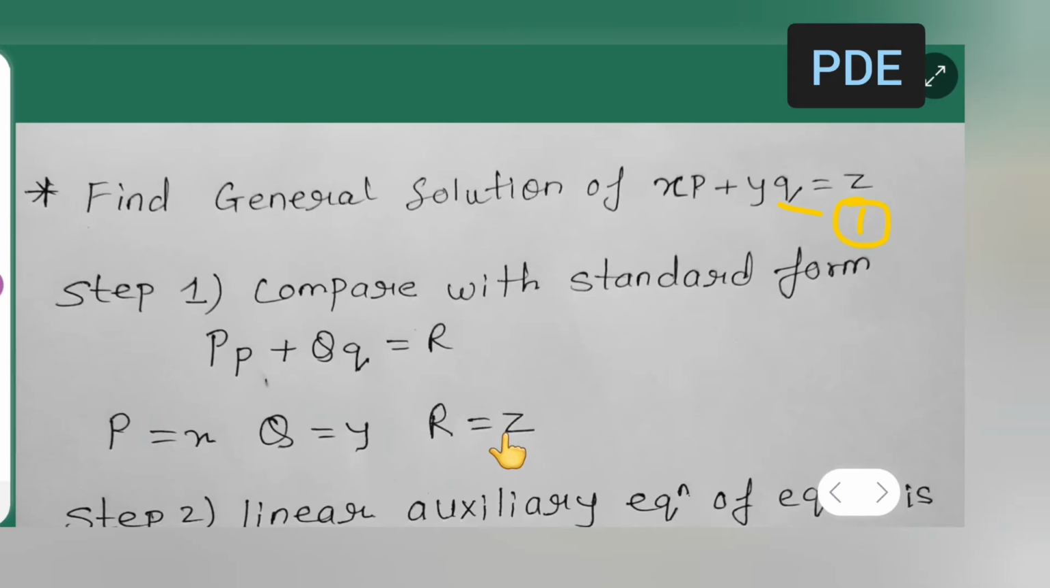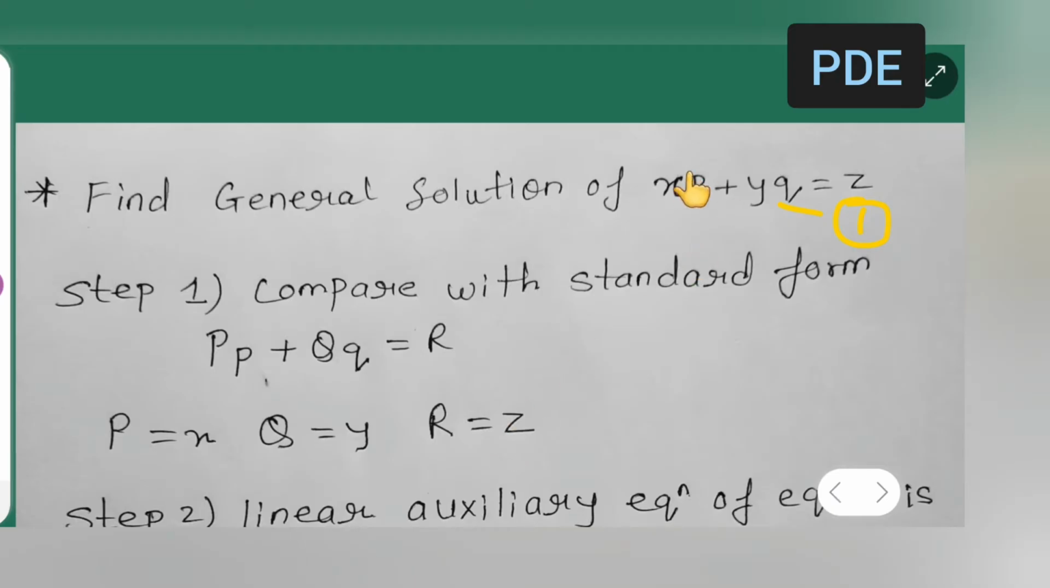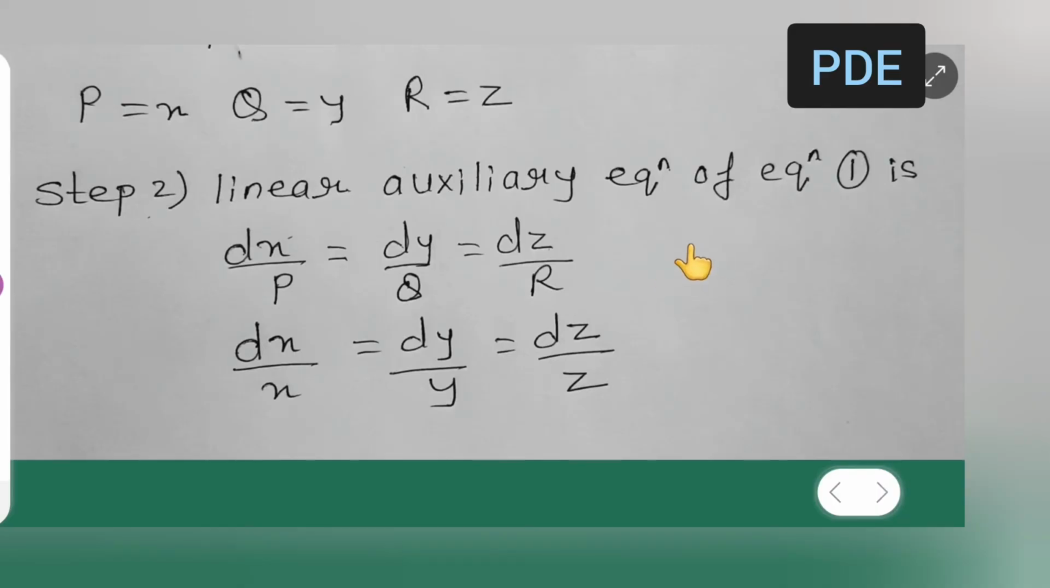Now step 2 is the linear auxiliary equation of equation 1. What is the linear auxiliary equation? It is dx upon P is equal to dy upon Q is equal to dz upon R. So dx upon what? What is P? x. Plug the value over here, is equal to dy upon Q. What is the value of Q? y. Plug it over here, is equal to dz upon R. What is the value of R? z. So plug z over here, so dz upon z.